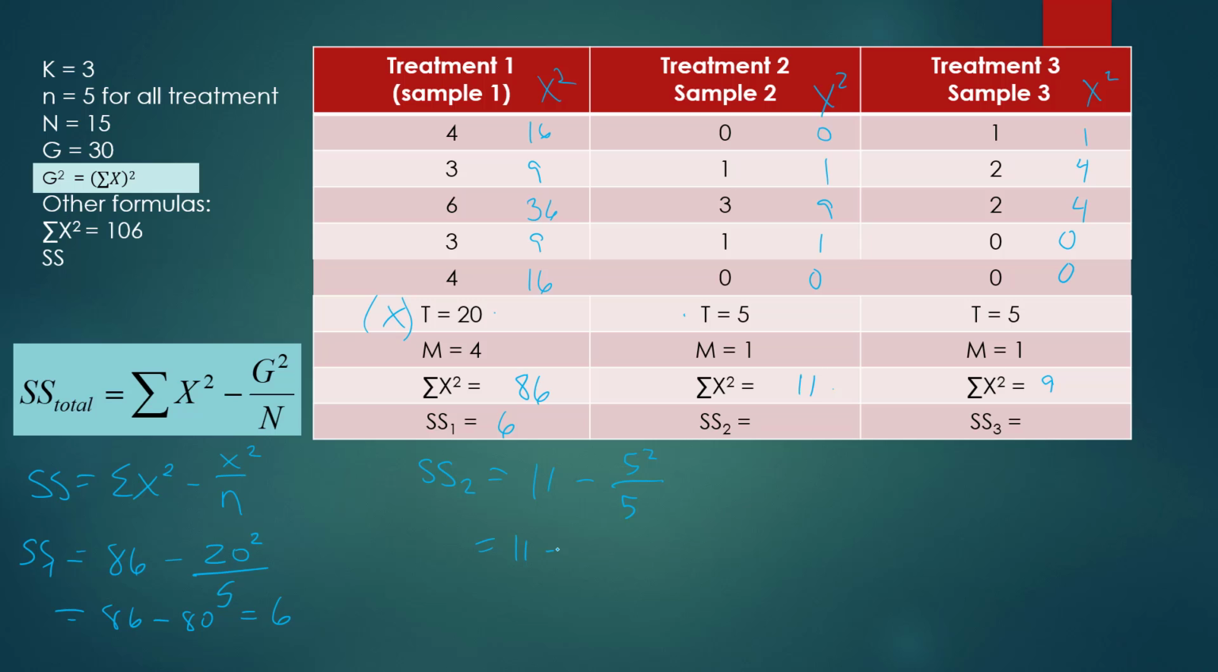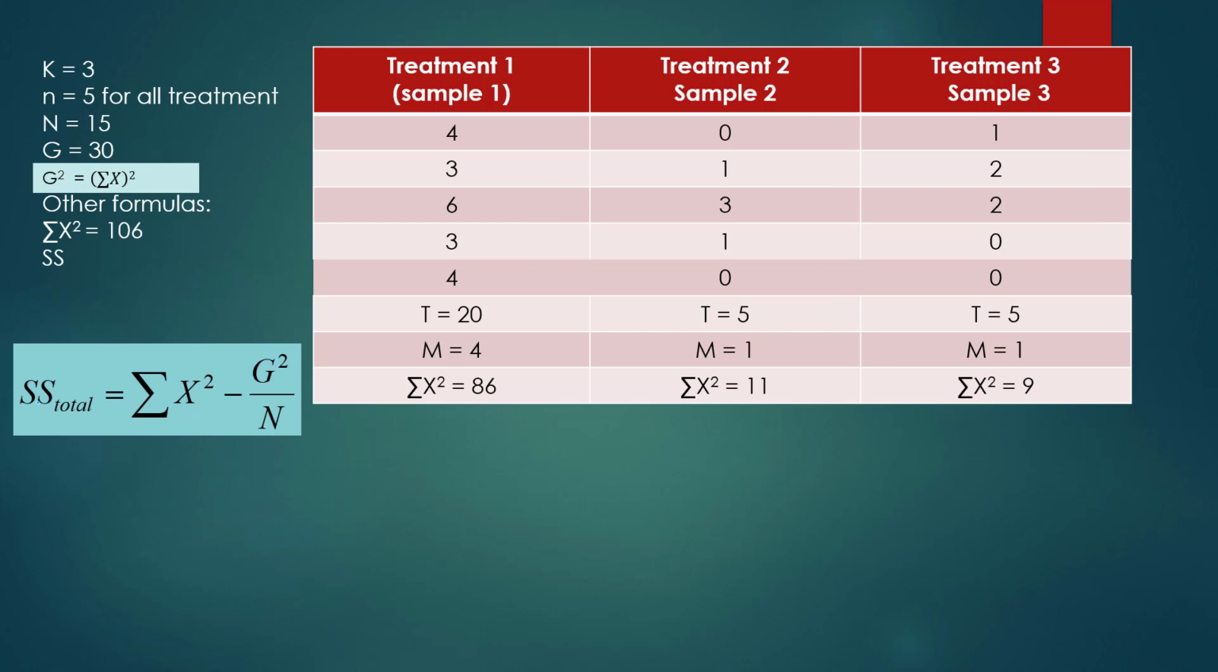It's going to give us 11 minus 25 divided by 5, which is 11 minus 5, or 6. And for sample 3, our sum of x squared is 9 minus T squared over n, which is 5. It's going to give us 9 minus 5, which gives us 4.